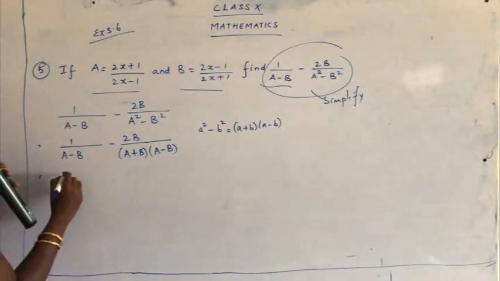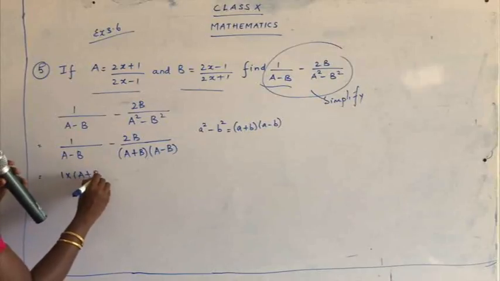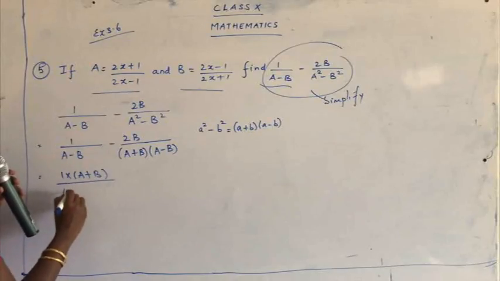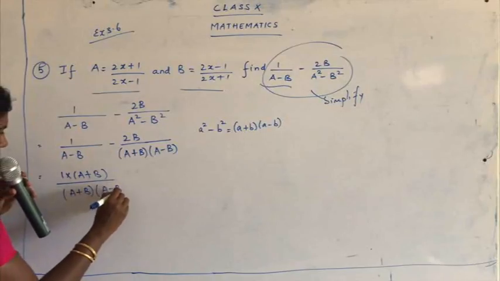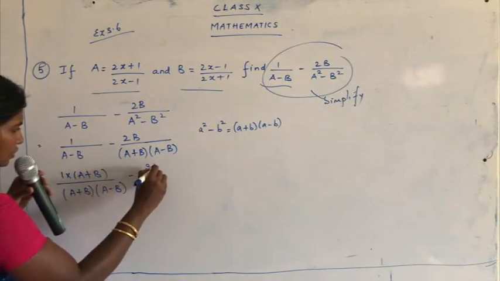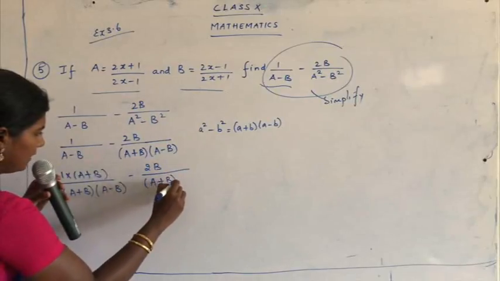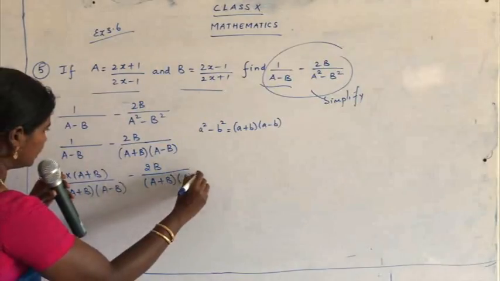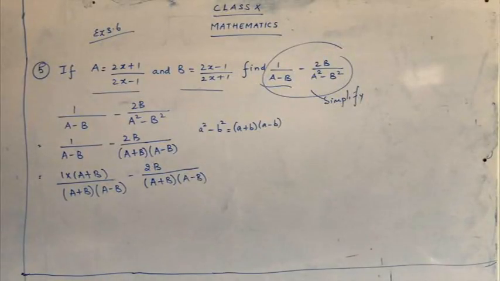This is equal to 1 into a plus b upon a plus b into a minus b minus 2b upon a plus b into a minus b. Here no changes is done. This part, second part is kept as it is. So we are just changing the first part. We are changing the first part so that we get a like denominator. So let's work on it.